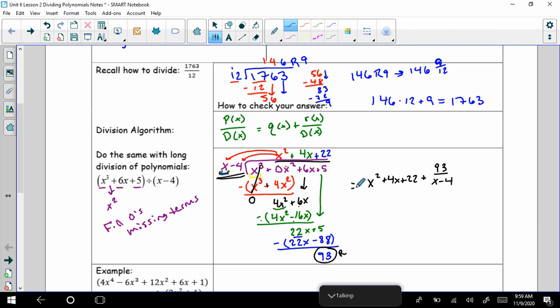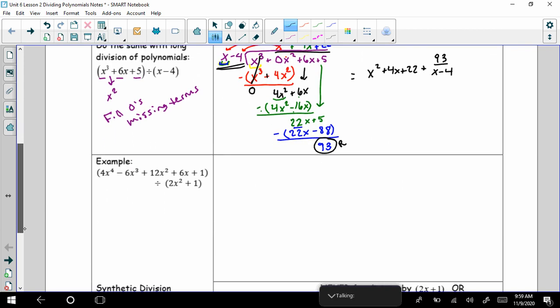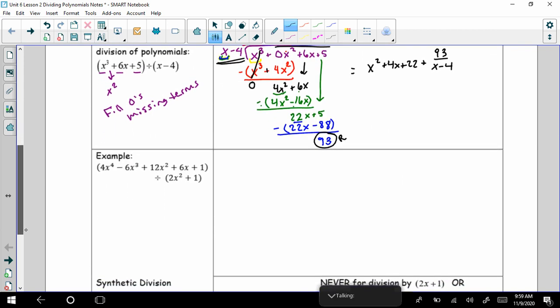Okay. There are ways to check your answer if you really want to multiply, but not super necessary.